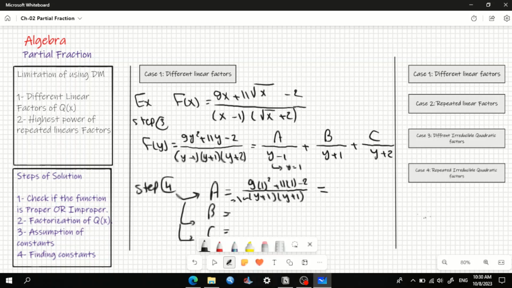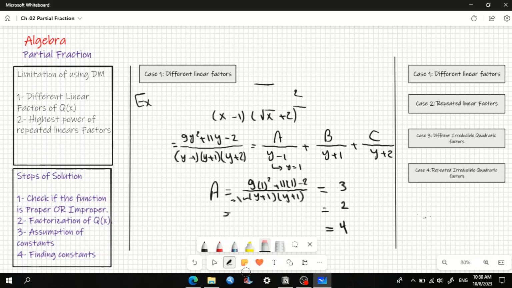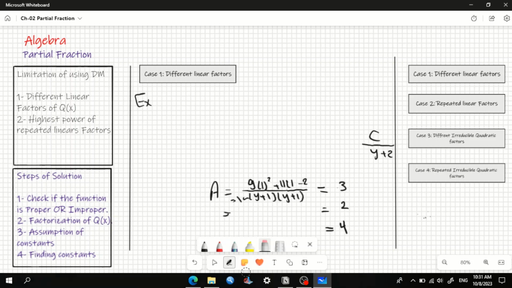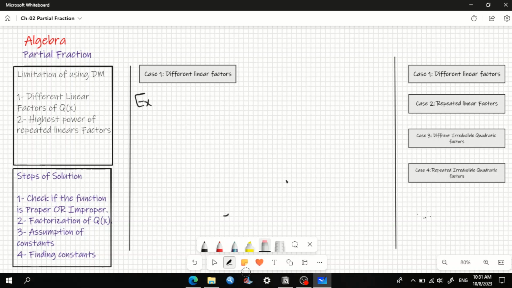1, so a here equals 3, and the same thing with b and c, so b will be equal to 2 and c equal to 4 by using the direct method. Okay, I hope the first case is now clear, and let's move forward to the next case.